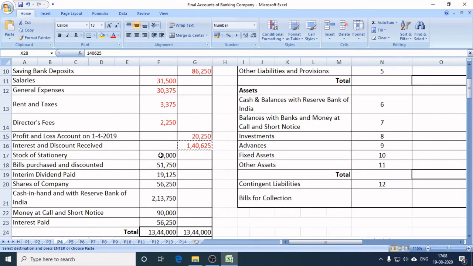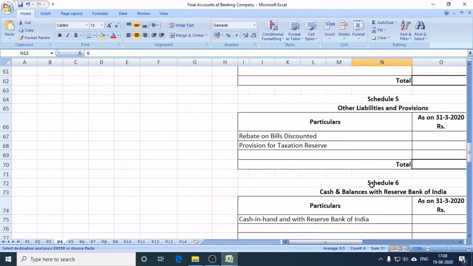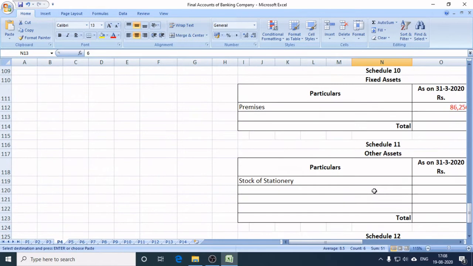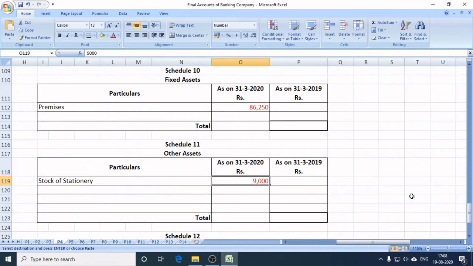Okay. Next in the problem is stock of stationery. Now see stock of stationery. Now it has a debit balance. So debit balance means what? Either asset or expense, and it is an asset. It is the closing stock of stationery in hand at the end of the accounting year. So it should be shown in assets. Now, as far as assets are concerned, we have these 6 schedules, and out of these 6 schedules, we can show it under schedule number 11, other assets. So, schedule number 11, other assets, here, stock of stationery.